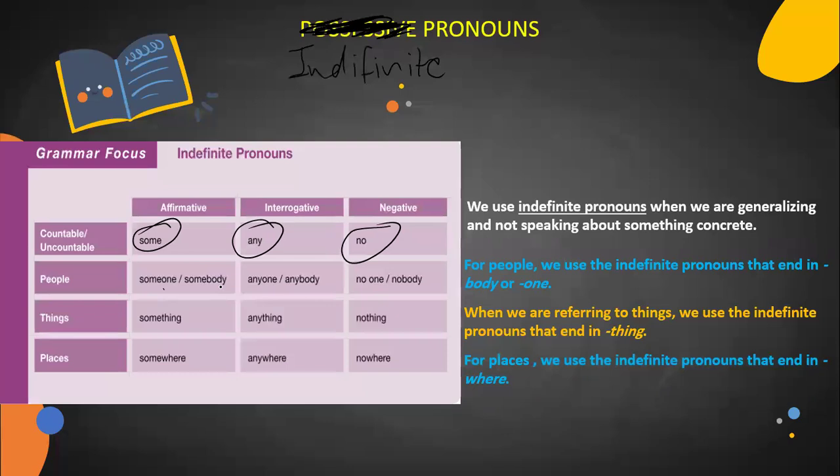Okay, now what is the difference between some, any, and no? Look at the examples that I'm going to write on the board. But before writing these examples, I'll tell you a story. Okay, what is the story?